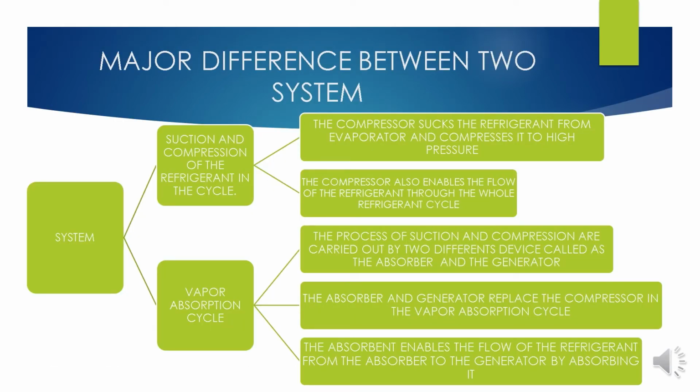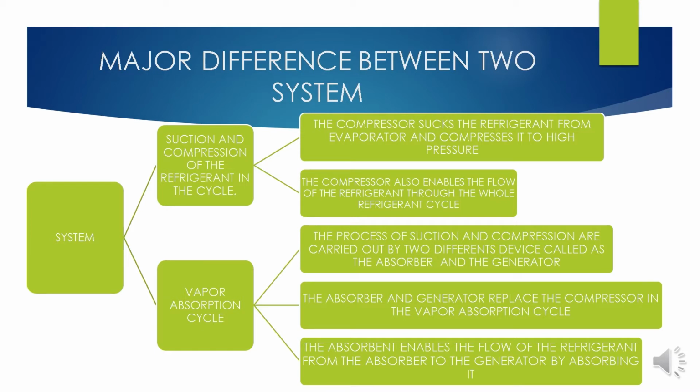The major difference between the two systems: the process is different. First, the vapor compression system uses suction and compression of the refrigerant in the cycle. The compressor sucks the refrigerant from the evaporator and compresses it to high pressure. The compressor also enables the flow of the refrigerant through the whole refrigerant cycle.